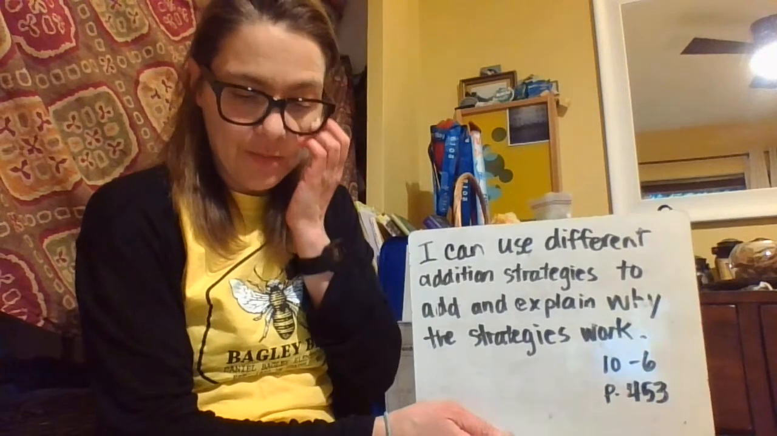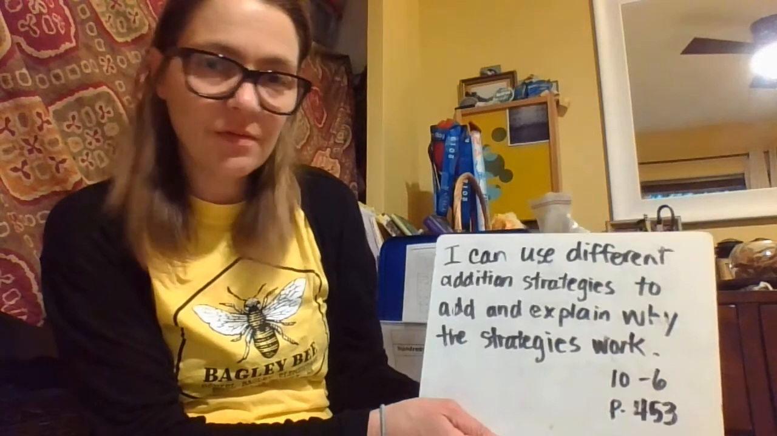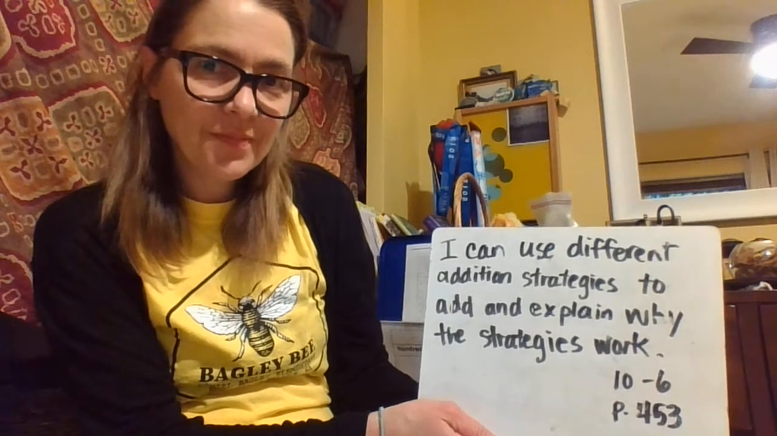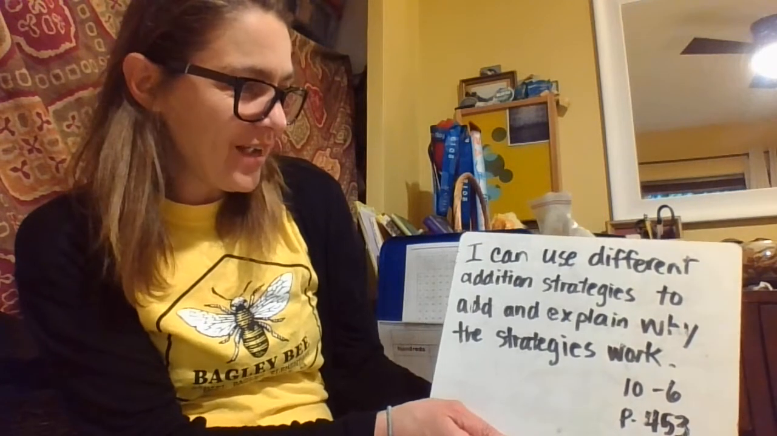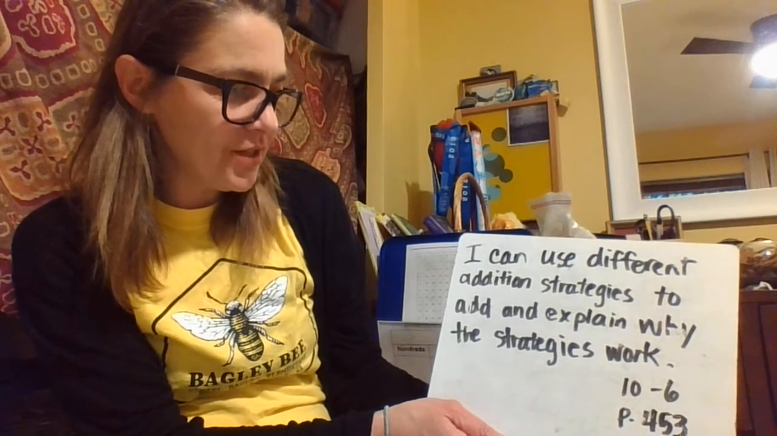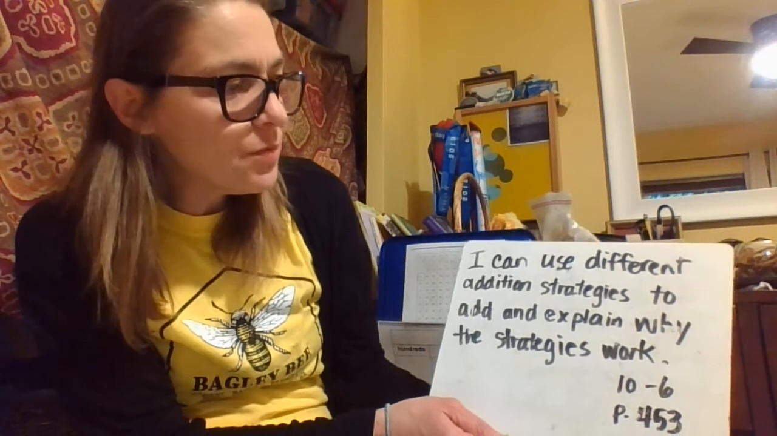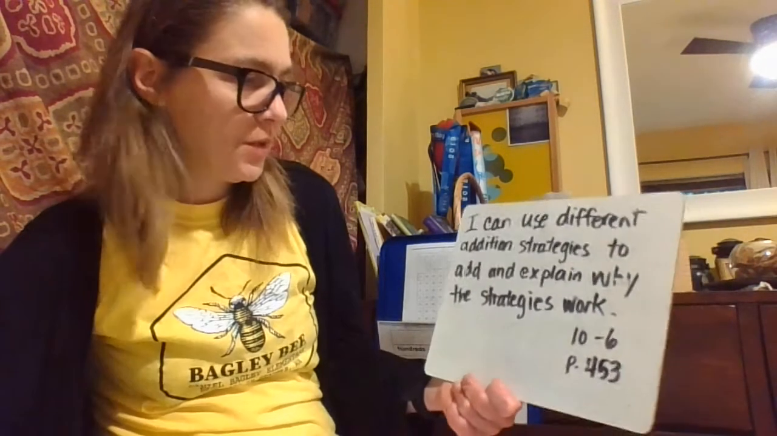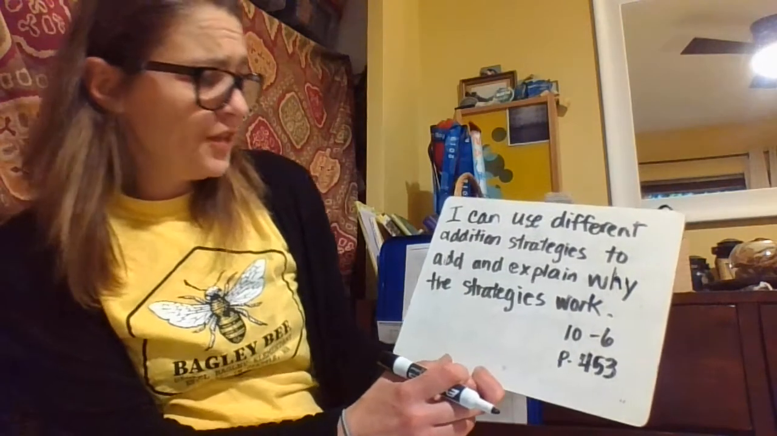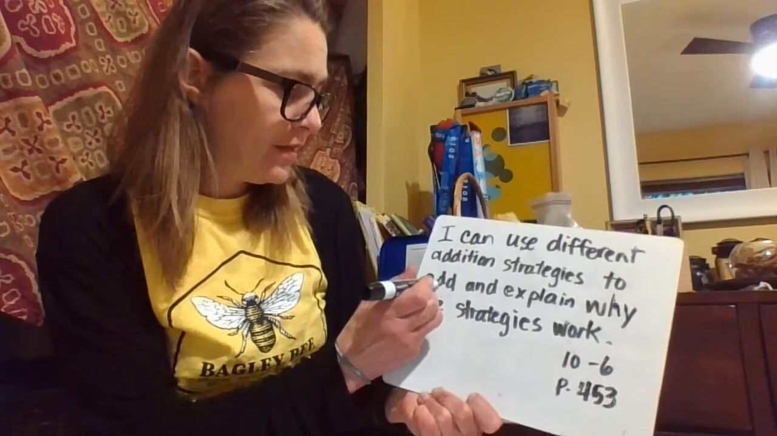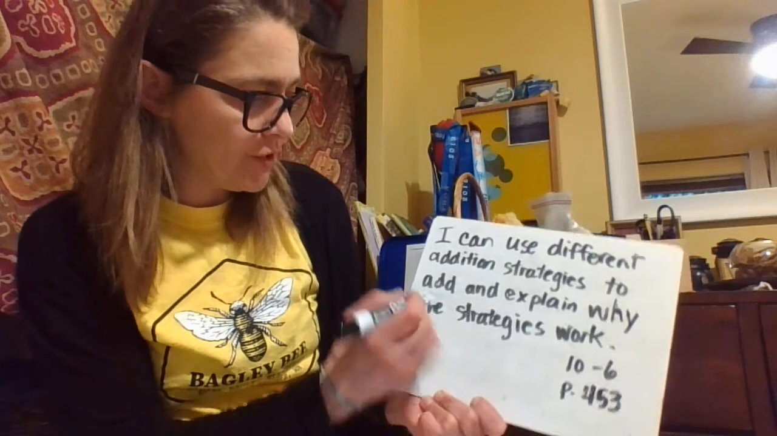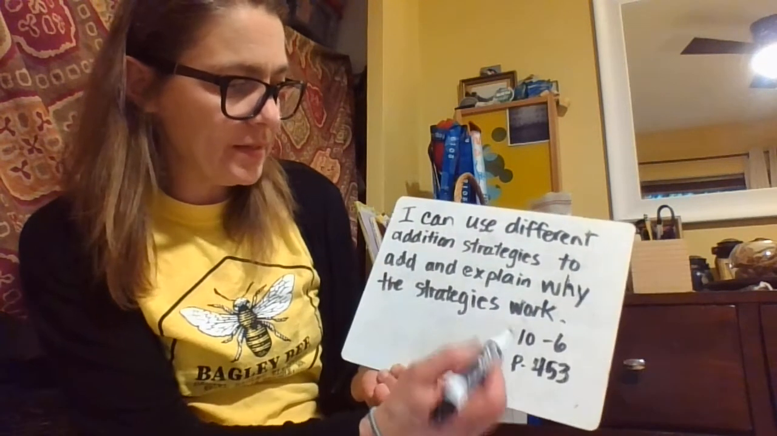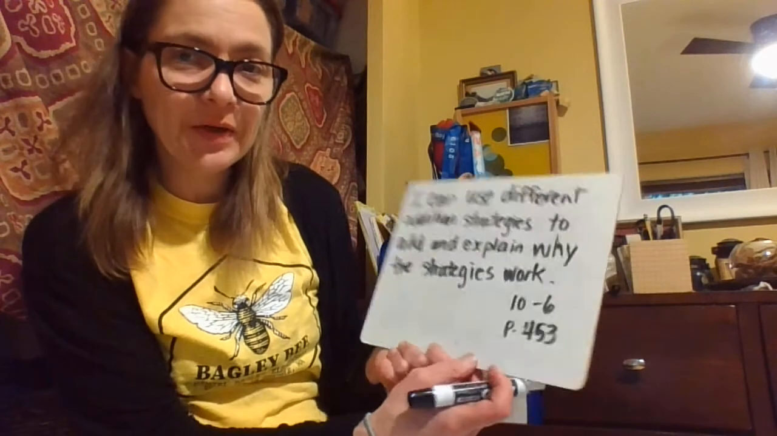And I wrote out the I can statement, and you can read it at the top of page 453, or you can read it with me. Okay, ready? Here we go. I can use different addition strategies to add and explain why they work. I must have smudged that. All right, one more time. I can use different addition strategies to add and explain why the strategies work. So we're on 10-6, page 453 in the workbook.